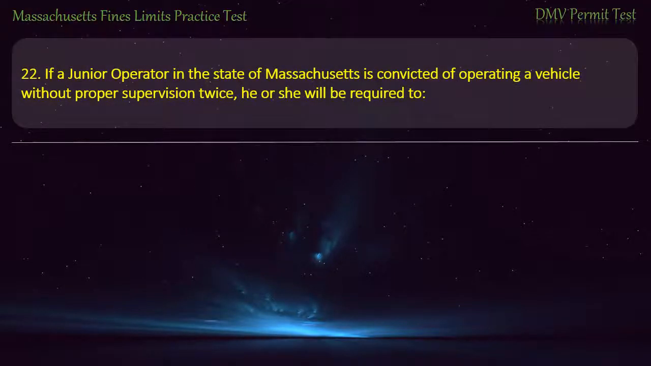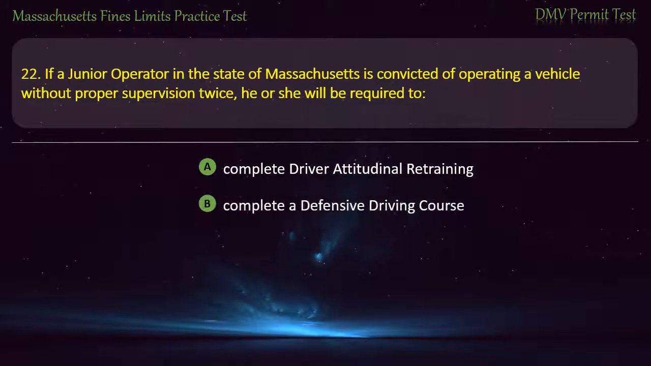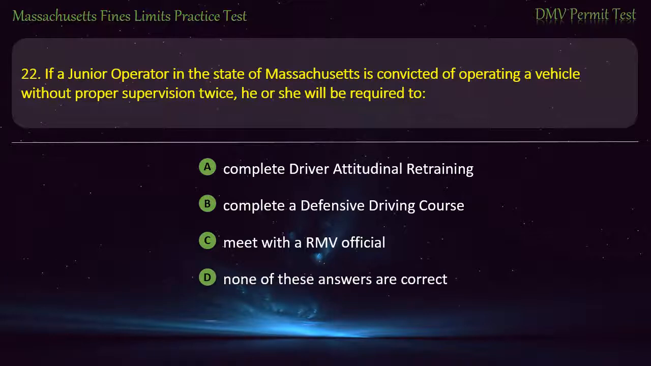Question 22. If a junior operator in the state of Massachusetts is convicted of operating a vehicle without proper supervision twice, he or she will be required to complete driver attitudinal retraining, complete a defensive driving course, meet with an RMV official, or none of these answers are correct. Answer: Complete driver attitudinal retraining.